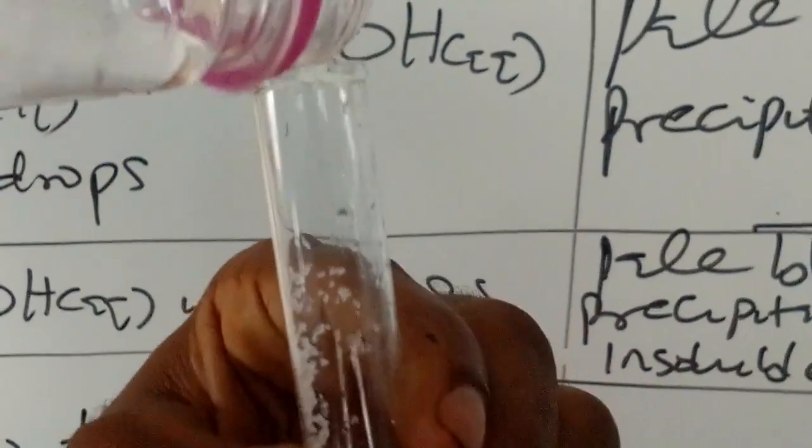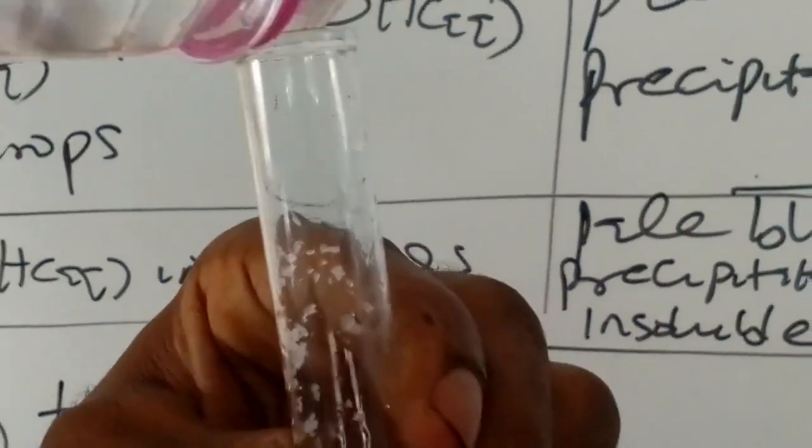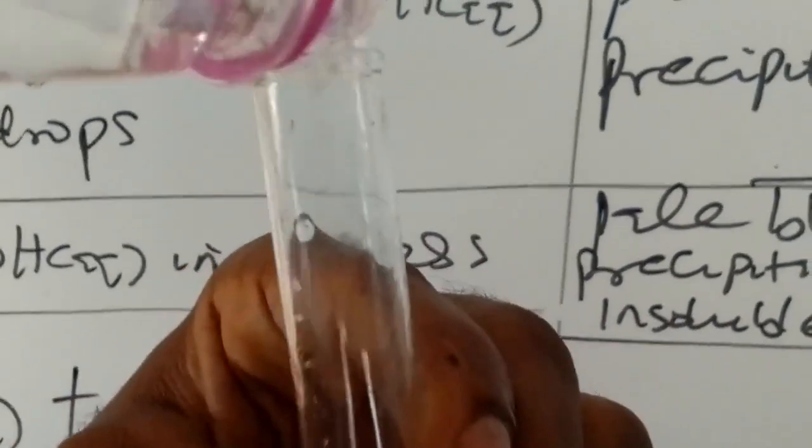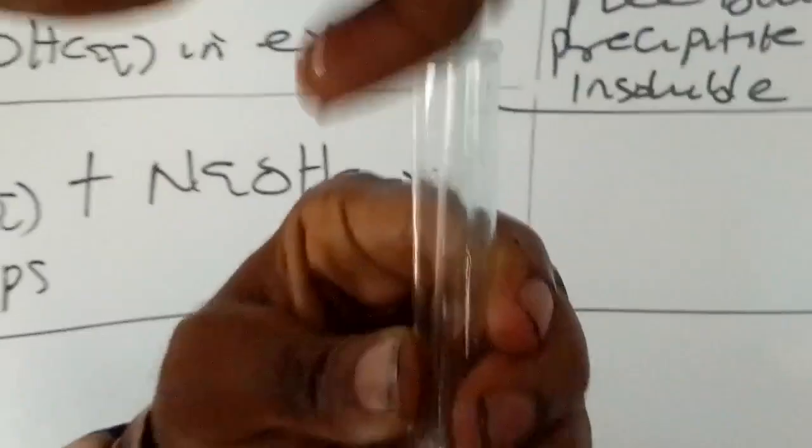Some distilled water into it. Little water, that's okay. You see that we'll still have some crystals at the bottom of the test tube. So I'll put my stirrer and turn it. Make sure I dissolve it totally to have a homogeneous mixture.